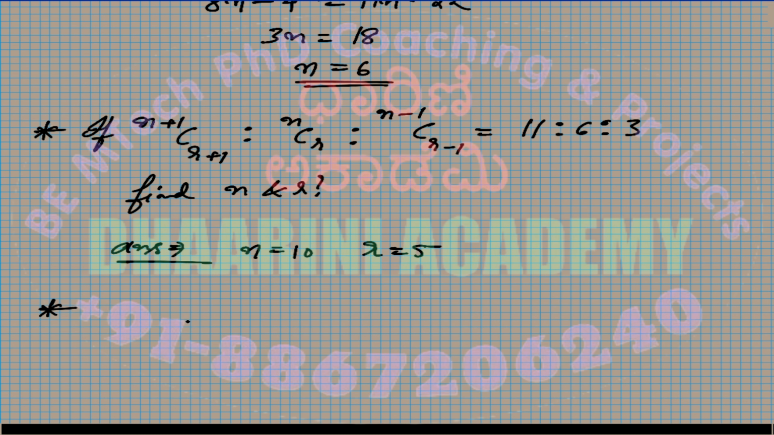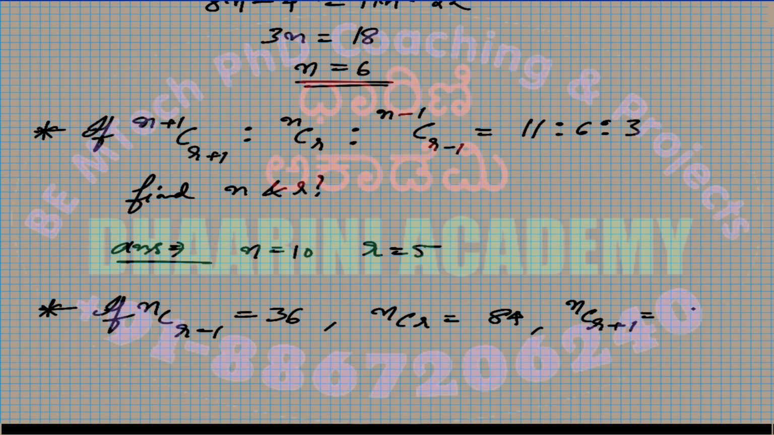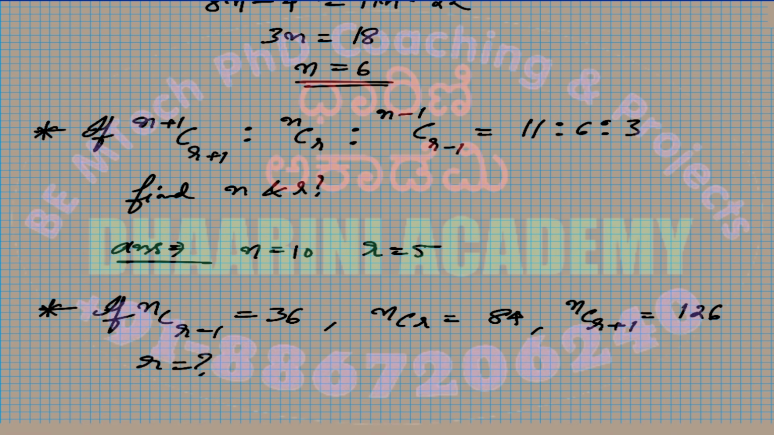One more question. If nC r minus 1 equals 36, nC r equals 84, and nC r plus 1 is 126, find the value of r is the question.